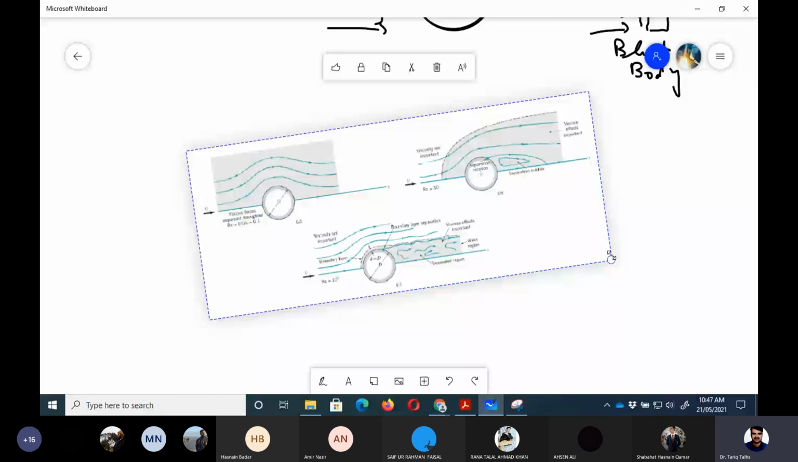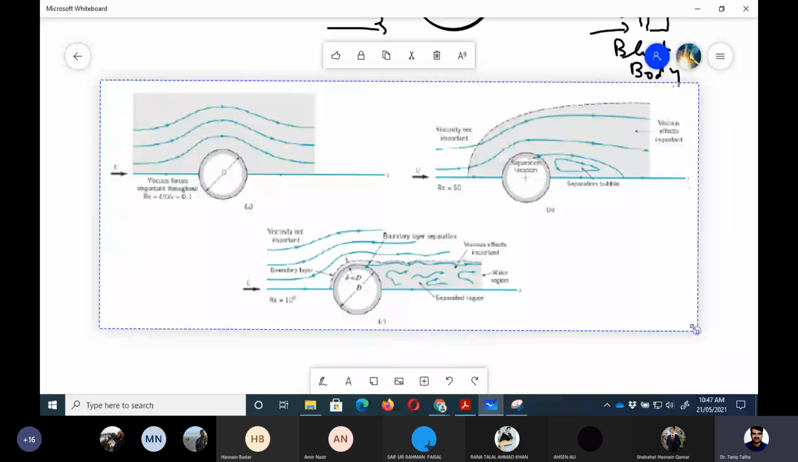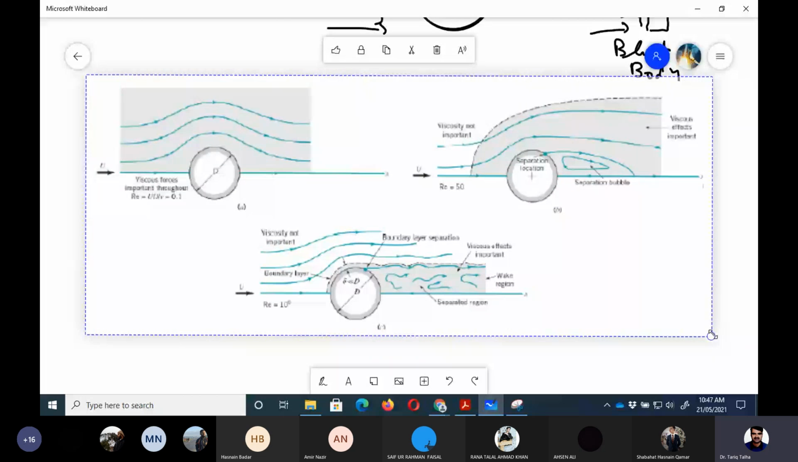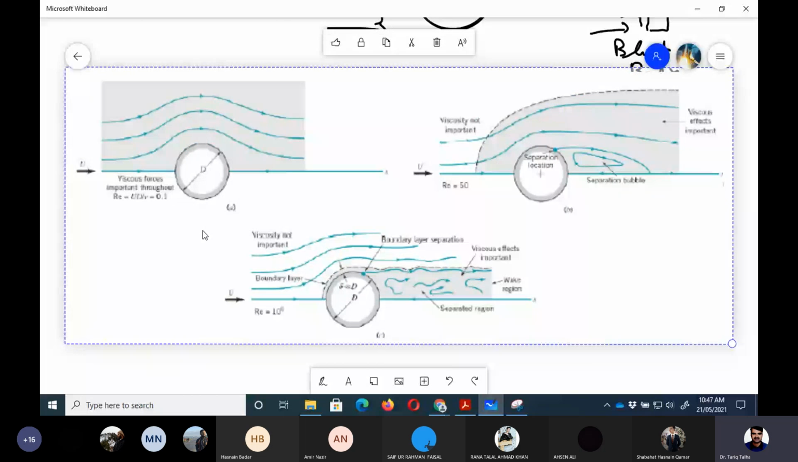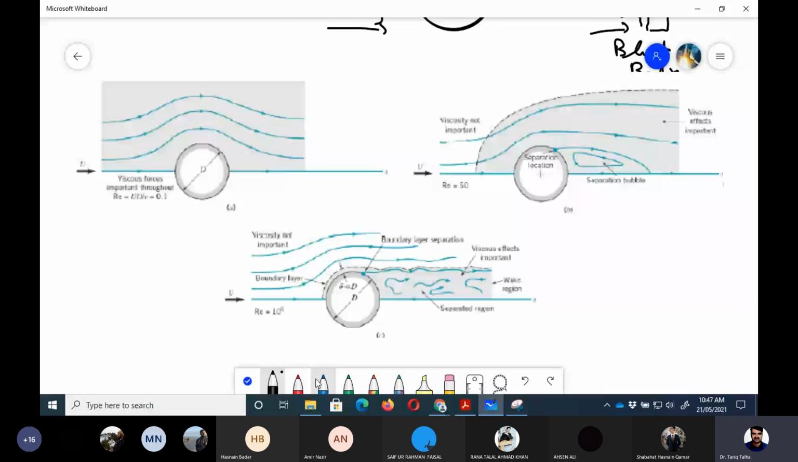Okay, so now again we are going to talk about different cases depending upon the Reynolds number. If you look at figure A, which is this figure, you can see the Reynolds number is written here. If it is not visible, I am going to write it. Reynolds number 0.1. So it again means that the viscous forces are dominant. So now you can see that even for the flow over a cylinder, there is no flow separation.